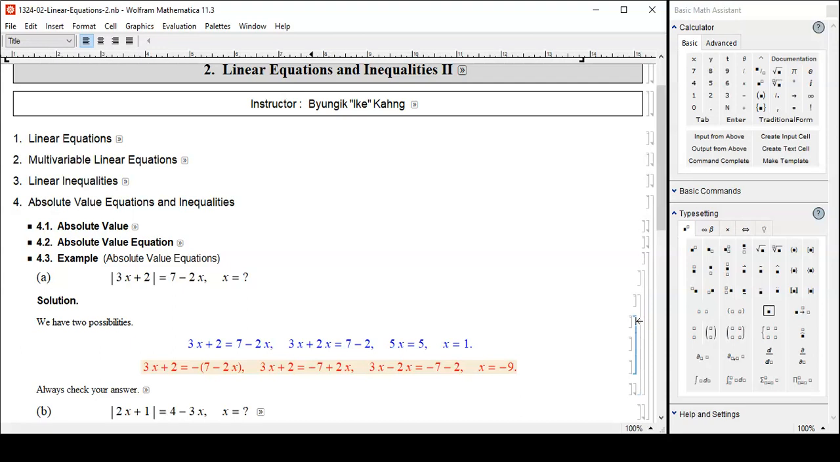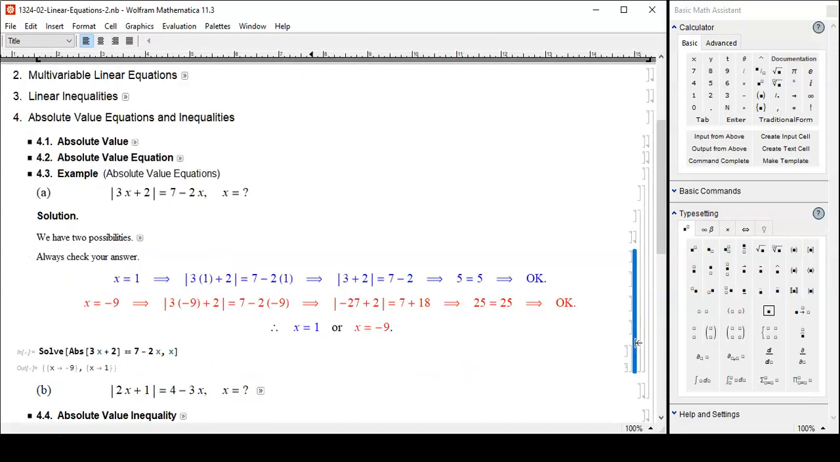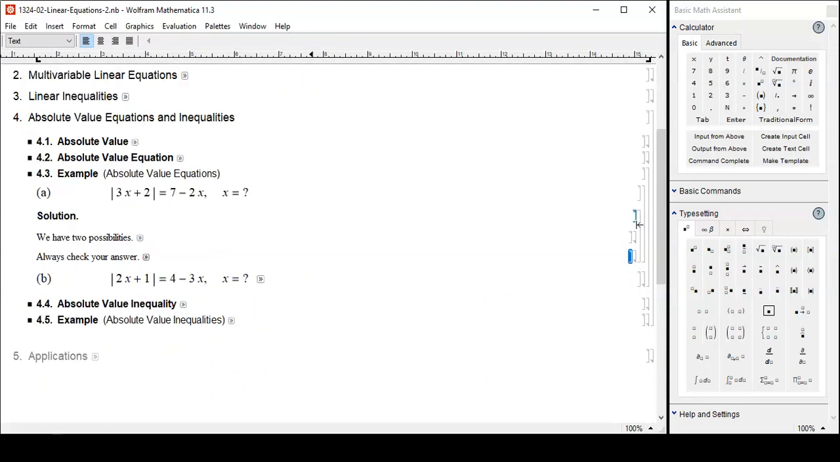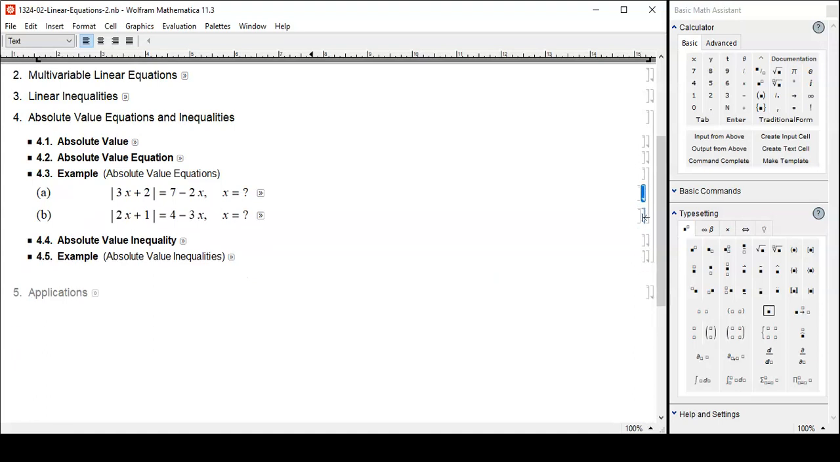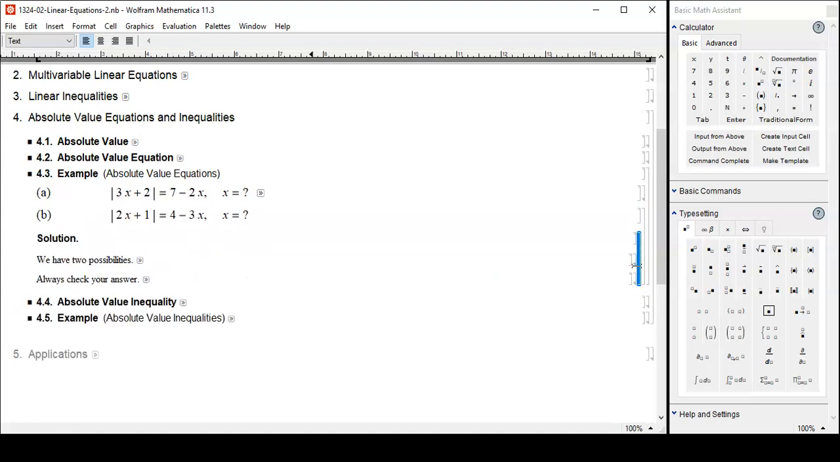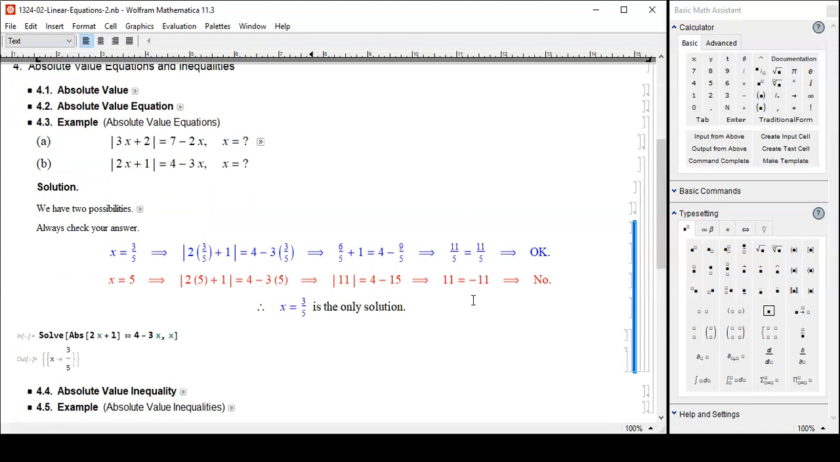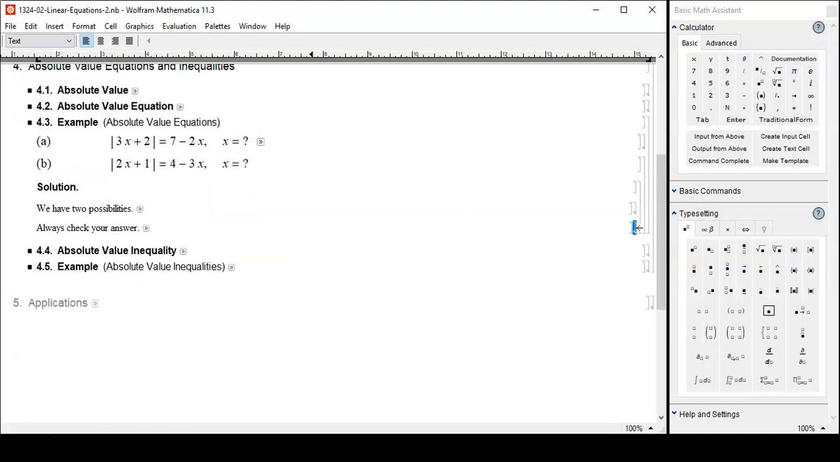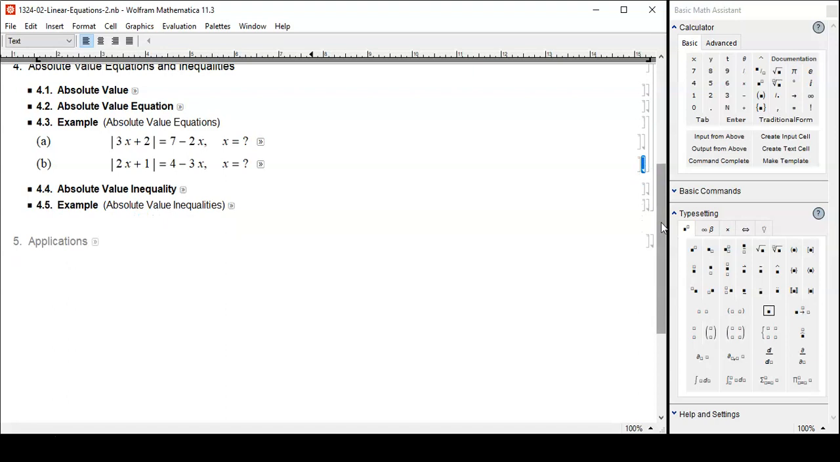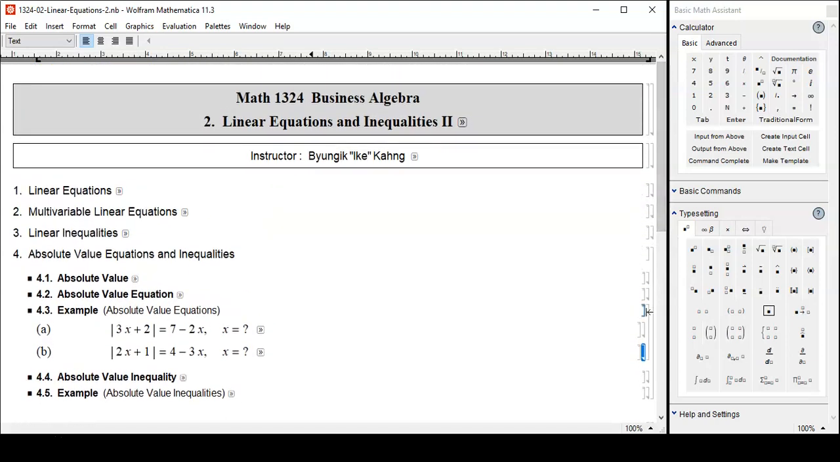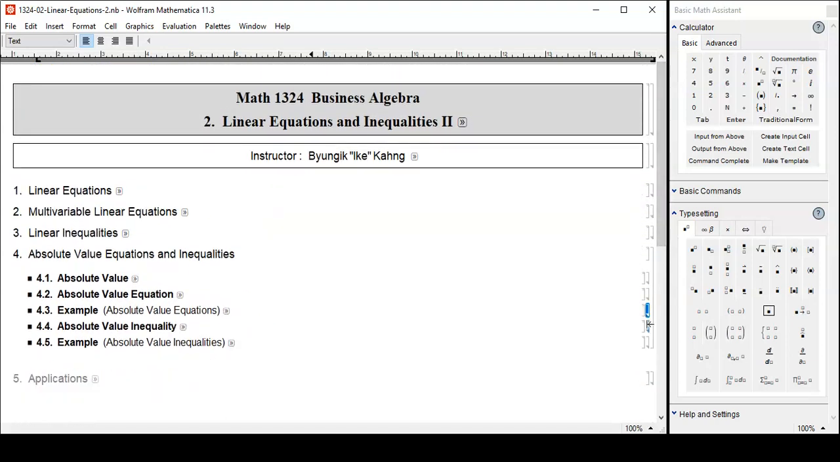Here I use blue and red, and sometimes both are solutions, as in this case. So we have two solutions. Sometimes only one of them is a solution. And then, of course, there must be some cases where none of them is a solution.